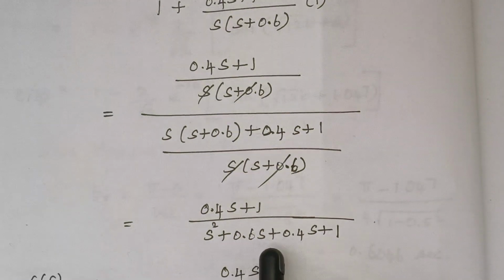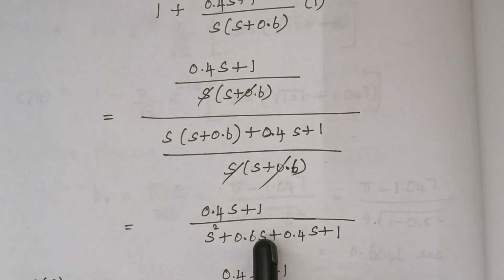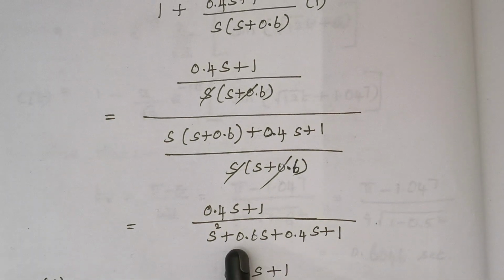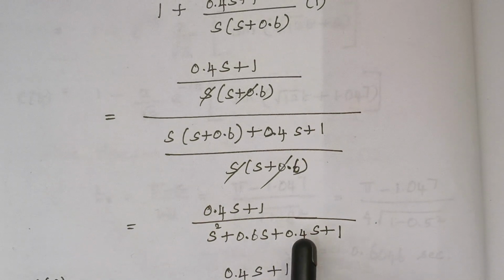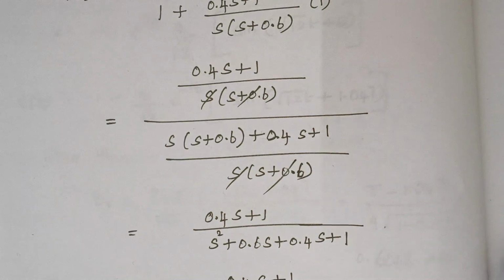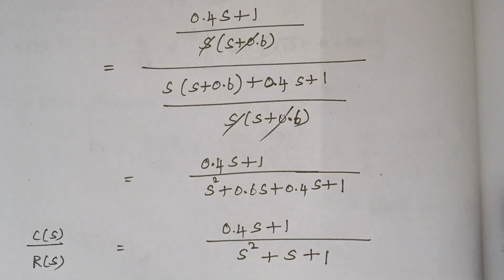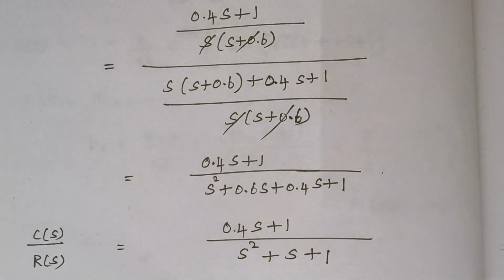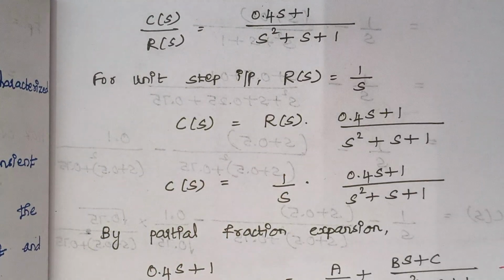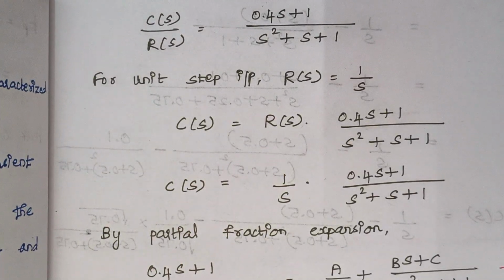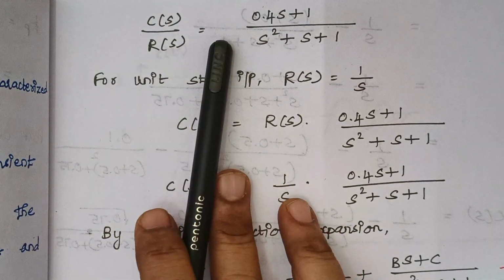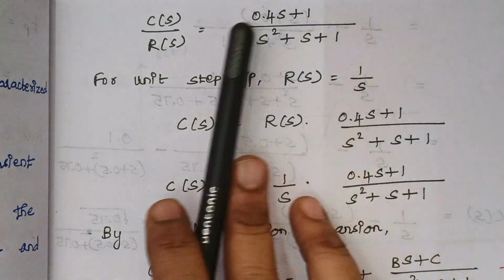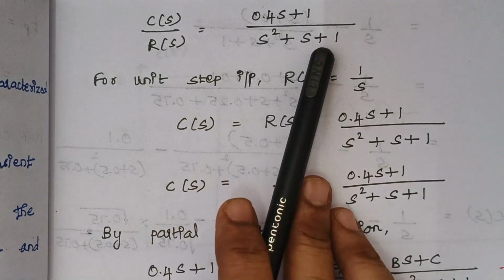Right. Here we are having two s terms, so we can add these two terms. So 0.6 plus 0.4, we all know it is equal to 1. So we are getting the final expression as s square plus s plus 1. So we are getting the expression as C of s by R of s is equal to 0.4 s plus 1 divided by s square plus s plus 1.